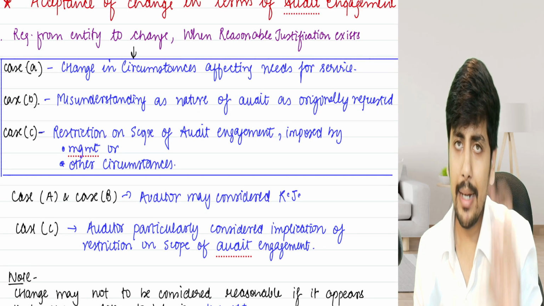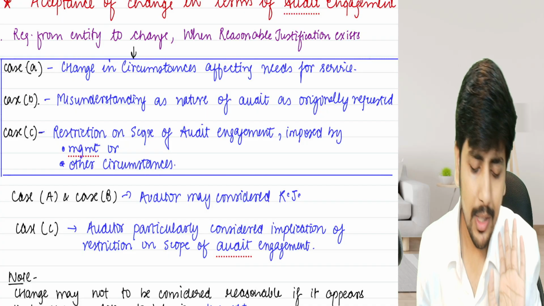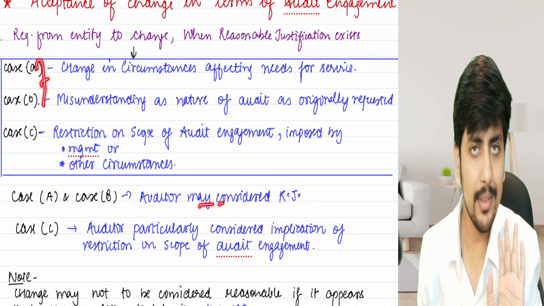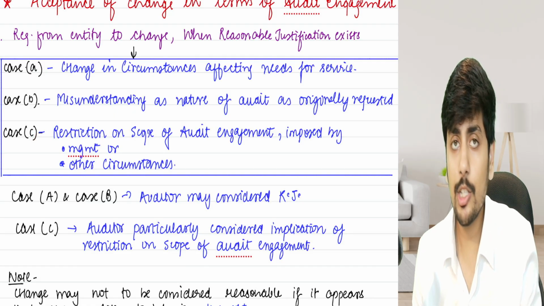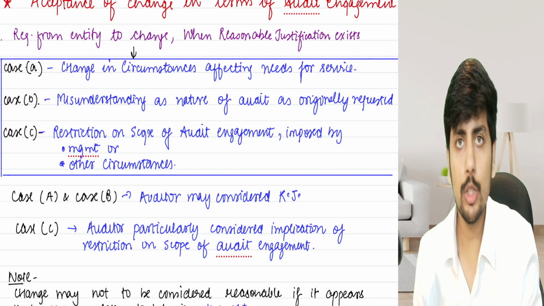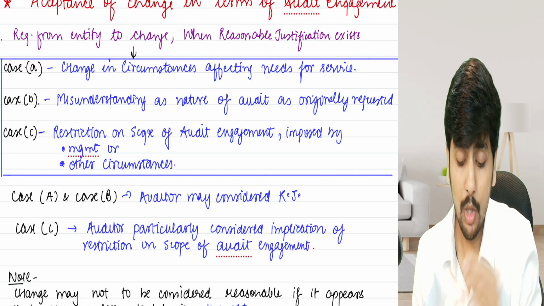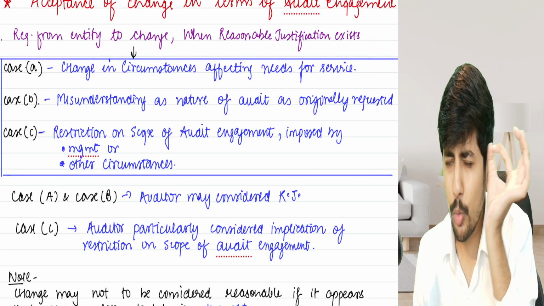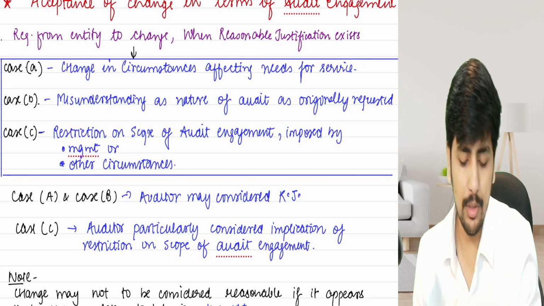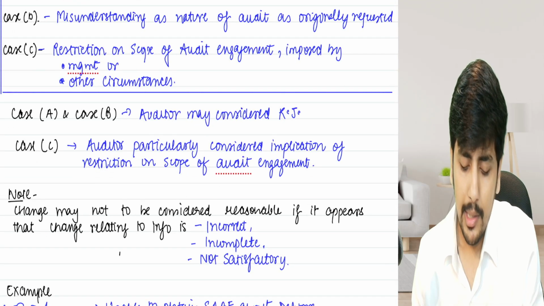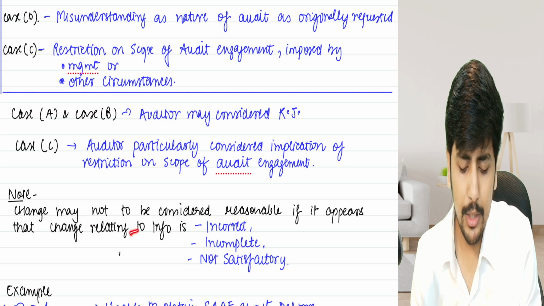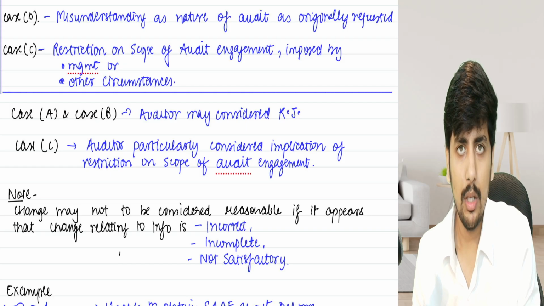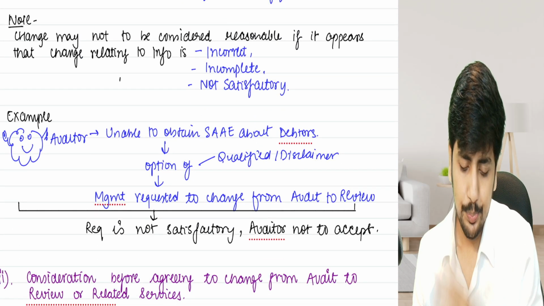Okay, sir. So there are three circumstances. Two circumstances seem to be genuine. The auditor may consider reasonable justification. For the third factor, that is restrictions on the scope of audit engagement, either imposed by management or by other circumstances, the auditor needs to be very careful and apply professional skepticism. Okay. Changes may not be considered reasonable if it appears that the change relates to information that is incorrect, incomplete, or not satisfactory. I will give you one example.